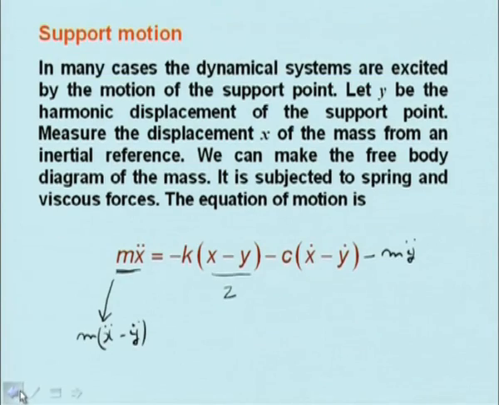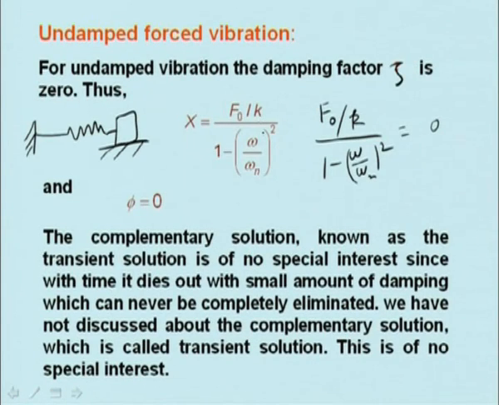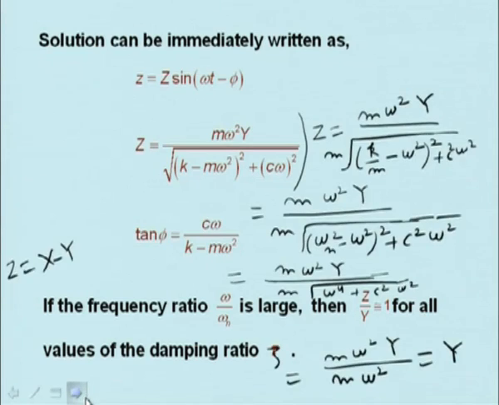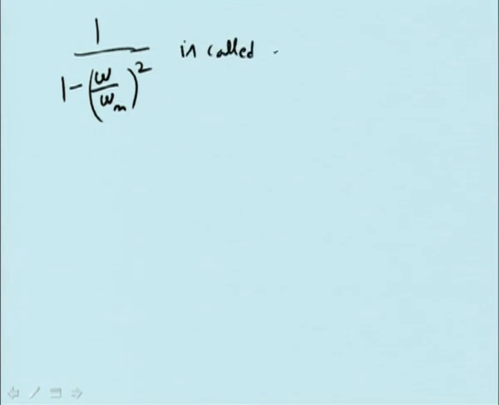Now this factor which you get here, F0 by k times 1 by 1 minus (omega by omega n) square. If omega by omega n becomes equal to 1, this will become 0. So this factor, 1 by 1 minus (omega by omega n) square, is called the resonance factor.